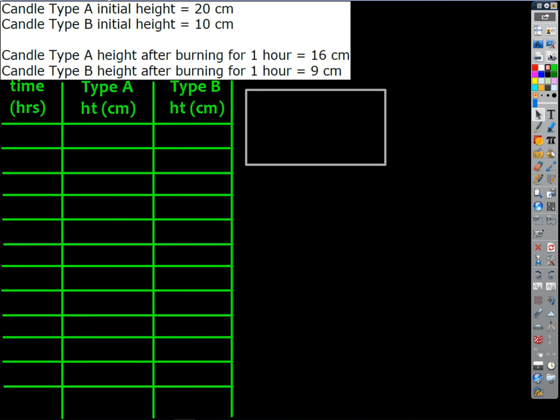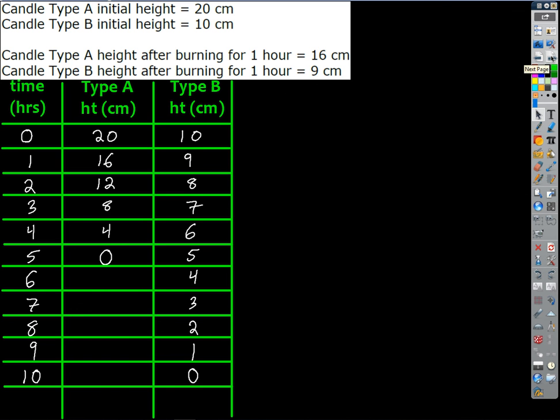You can also do it this way, right? We could just fill out a table if we wanted to. If I keep track of time in one column and the height of candle A and the height of candle B, they're all going to drop each hour, but I can see that after 3 hours, there are my answers. That works, doesn't it? Right?